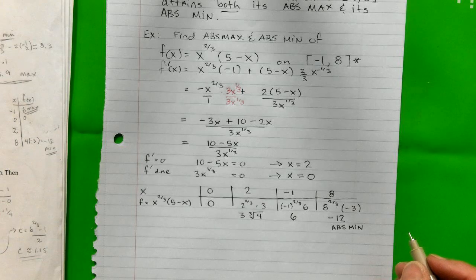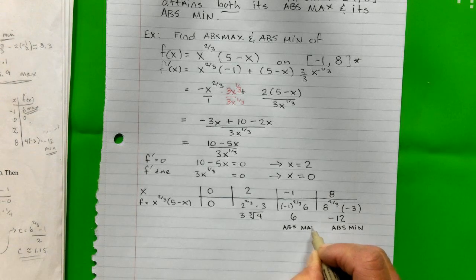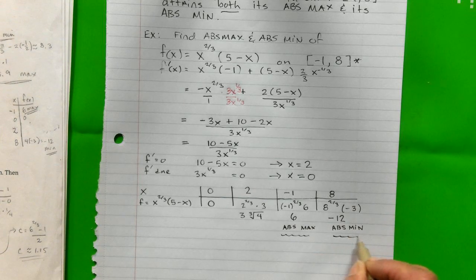Now we have to decide how big 3 times the cube root of 4 is compared to 6. Well, the cube root of 8 is 2, so the cube root of 4 is smaller than 2. So that number is smaller than 2 times 3. Agree? This number should be smaller than 2 times 3, so it's smaller than that one. That means 6 is our absolute max. Okay?